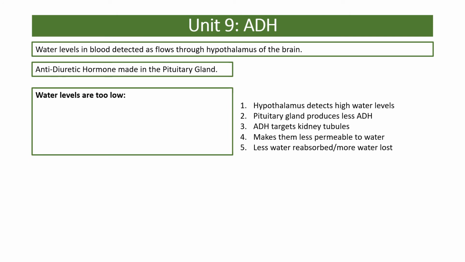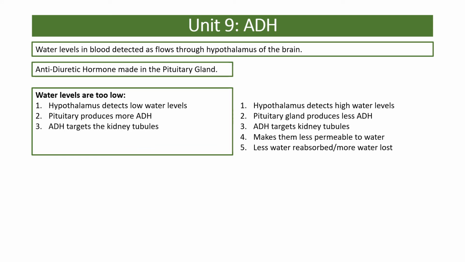What happens can be one of two things. Your water levels could be too low. Let's say it's a really hot day and you've been sweating and you haven't had enough to drink. You produce less urine and it's darker and more concentrated because it has less water in it. This is because of the ADH hormone. The hypothalamus detects that you've got low water levels because you haven't drunk enough or you've been sweating or both. The pituitary then produces more ADH and releases that into the bloodstream, where it goes to the target organ, the kidney tubules, and makes them more permeable to water. So they reabsorb more water back into the bloodstream and less water is lost.